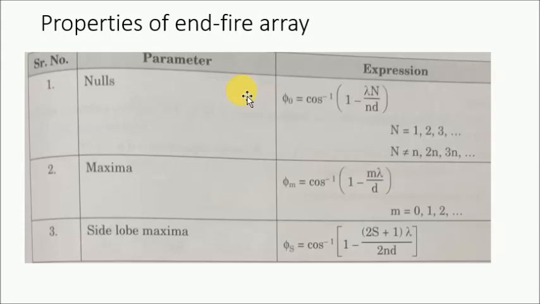In this property, an array is called end-fire if the maximum radiation is along one end of the axis of the array. If phi is 0° or 180° with psi equal to 0, we say that it is the end-fire case. So radiation is maximum along the line of the array, along the axis of the array.